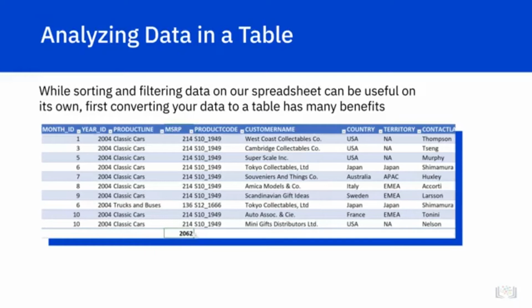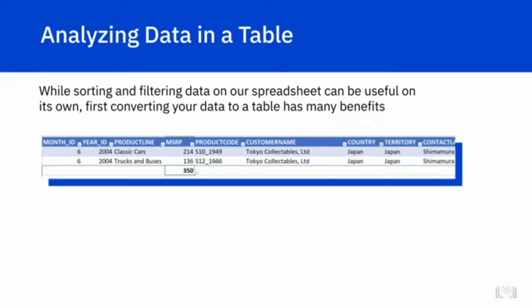If we then look at the data, and we only want to calculate the MSRP total based on Japan, we would filter the country column to only display Japan, and the column would then only add the values in the rows that were associated with Japan.